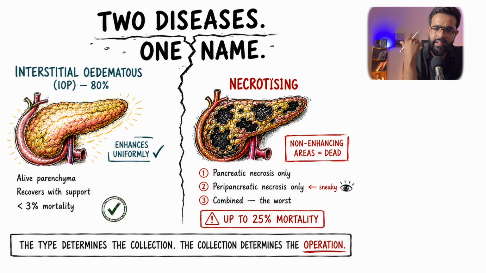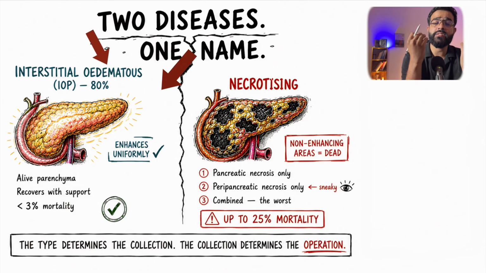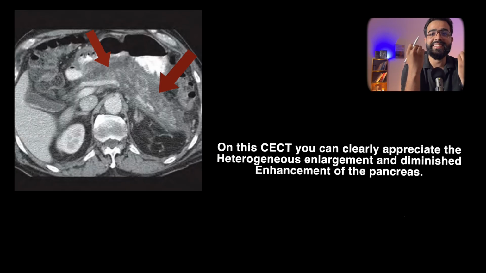Subtype 1 is pancreatic parenchymal necrosis only. The gland itself is dying. Peripancreatic fat is relatively spared. On CT, there are non-enhancing areas within the pancreatic parenchyma. The gland has dark holes in it.